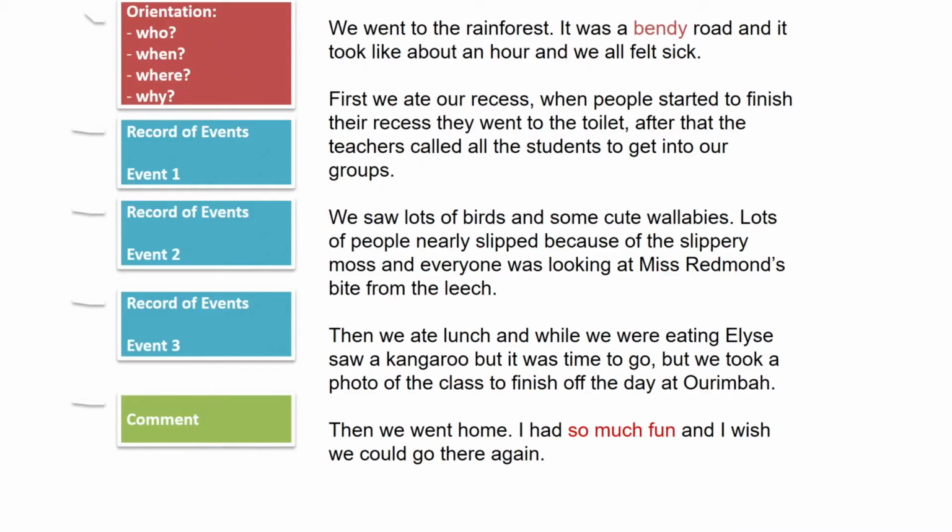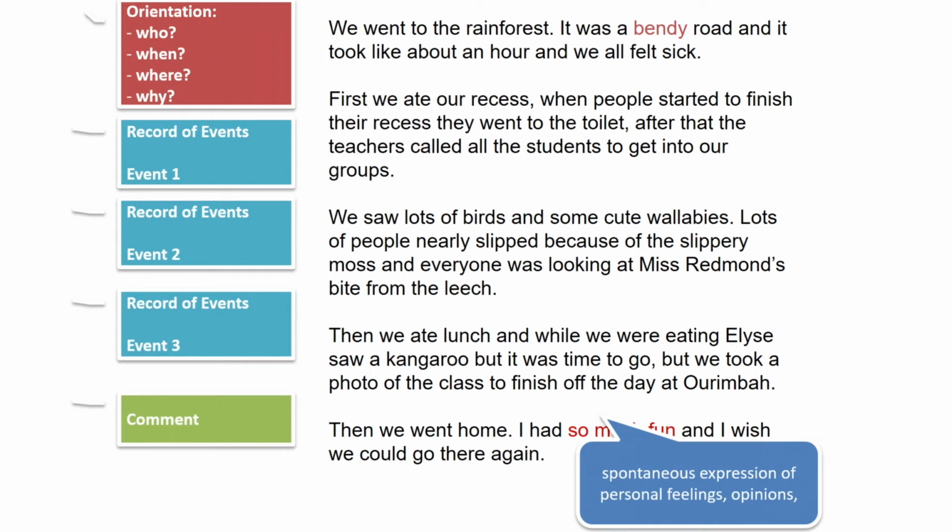If we look at the purposes, the purpose was clear. We have recounts: we have who, when, where, and we have record of event 1, record of event 2, record of event 3, and we have a concluding comment, "I had so much fun, I wish we could go there again." So it's a very spontaneous expression of personal feelings and opinions.